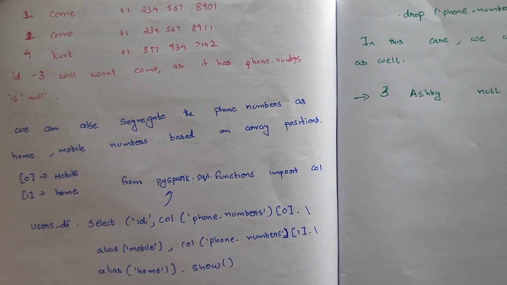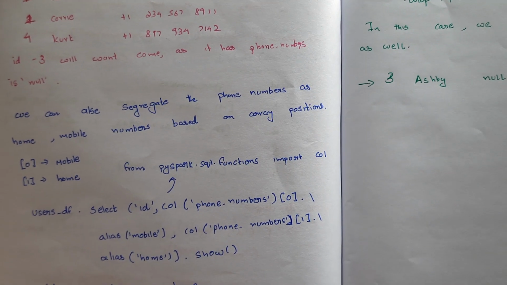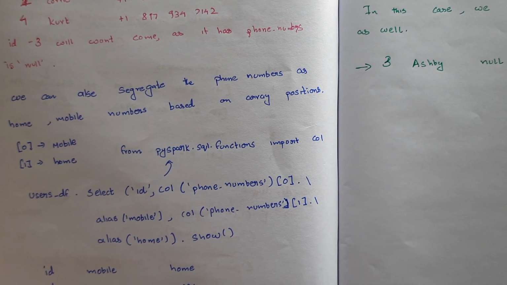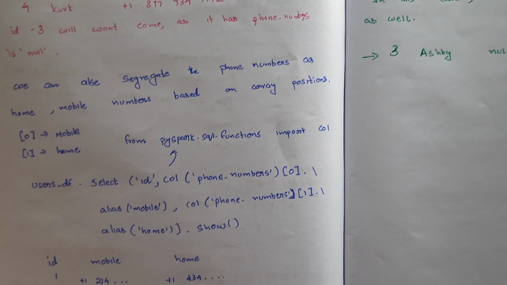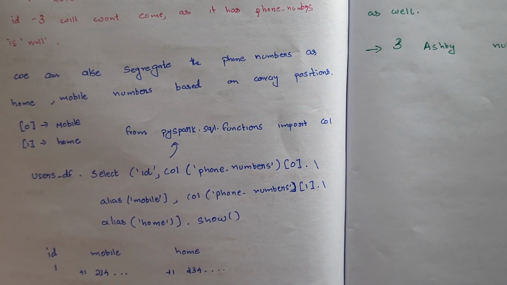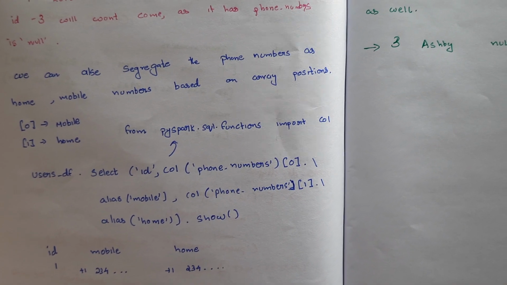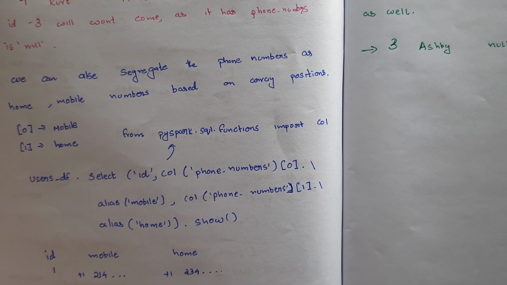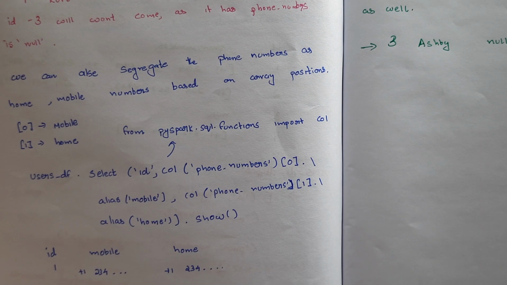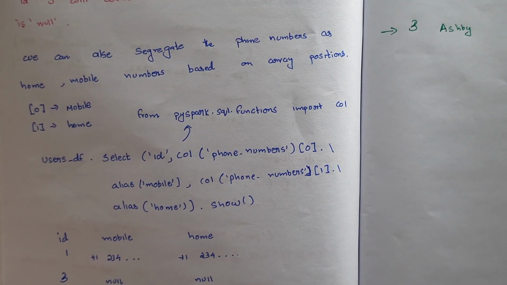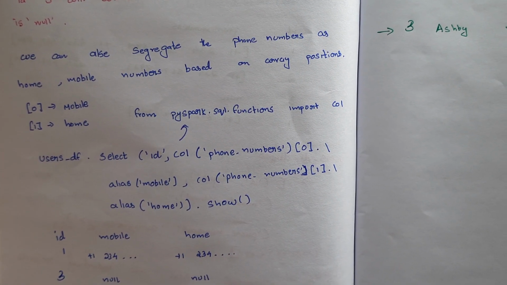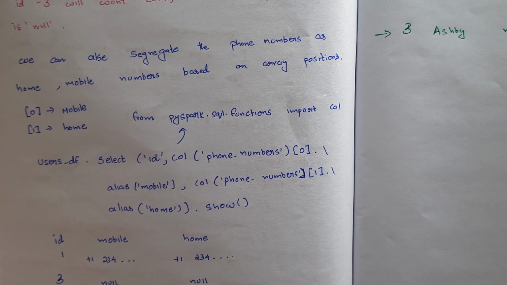Also, in this previous example using explode, we are making the phone numbers into different rows. Let's say I want only one row for an id, but in two different columns. If I want to get the phone numbers that way, we can use the following approach. We can also segregate the phone numbers as home and mobile numbers based on the array position. Let's say array position 0 is a mobile number and position 1 is a home number.